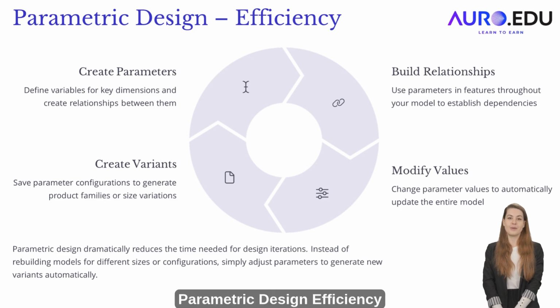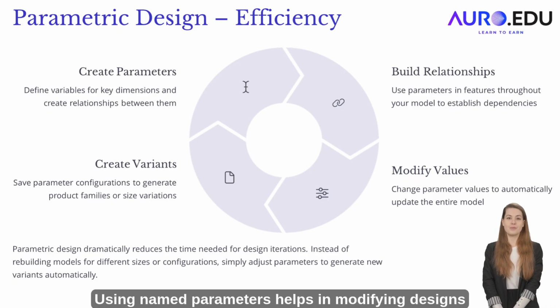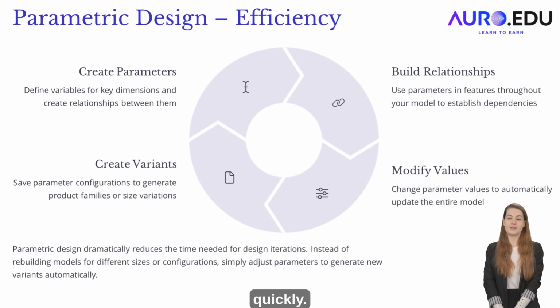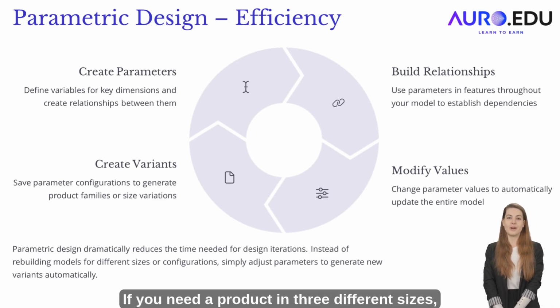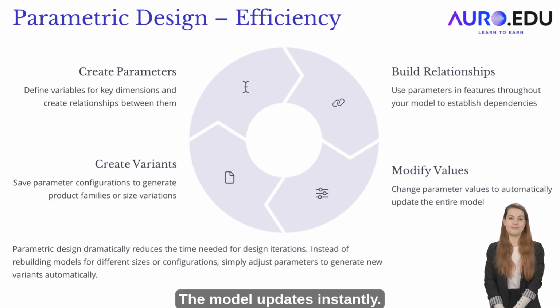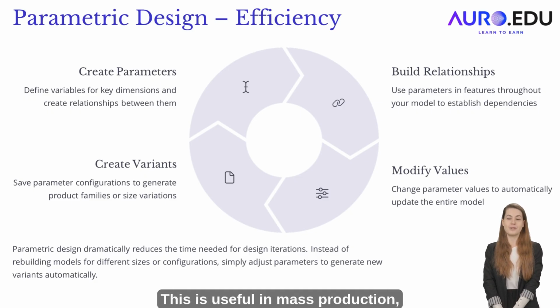15. Parametric design. Efficiency. Using named parameters helps in modifying designs quickly. If you need a product in 3 different sizes, just update the parameters. The model updates instantly. This is useful in mass production or when working on design variations. Parametric modeling saves time and reduces human error.